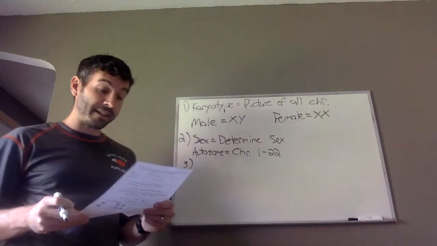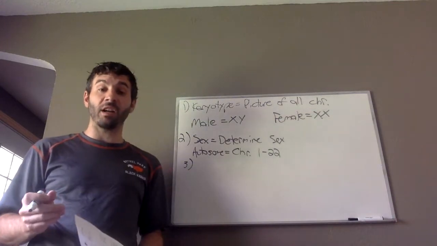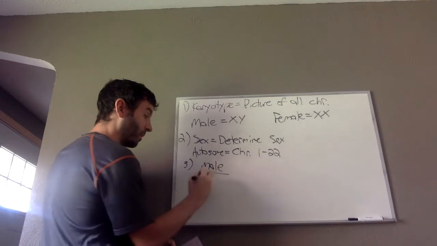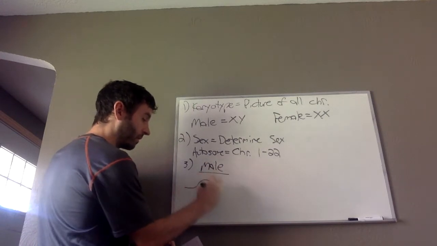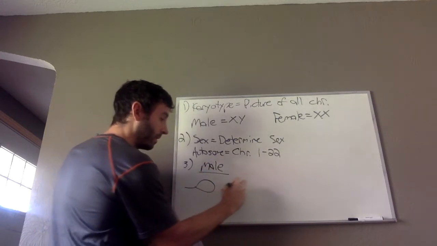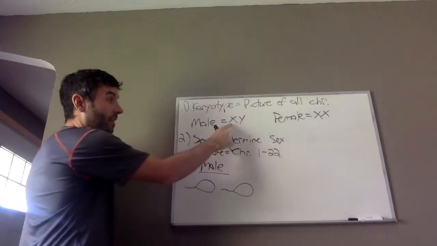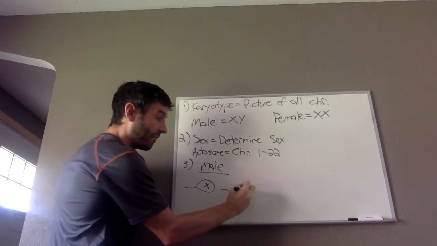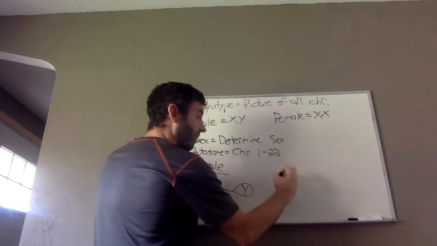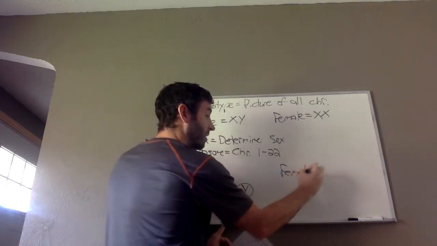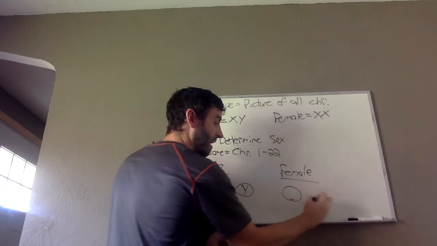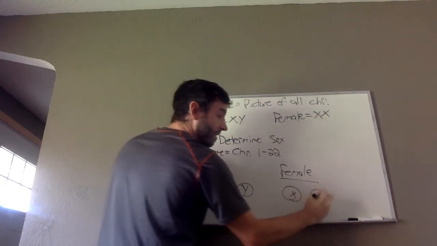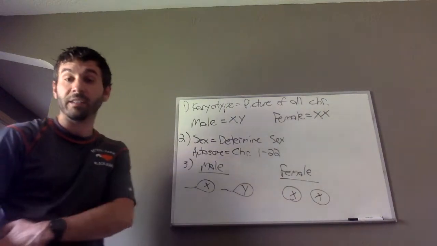Okay, 3. Does the male or female determine the sex of an offspring? Okay, so let's think about it. A male makes sperm. So I'm going to draw a sperm here. I'm going to draw 2 of them. Because males are XY, half of the sperm carry an X chromosome, half carry a Y chromosome. But let's look at a female. Females make eggs. So these are going to be eggs, these circles. Females are XX. So every single egg carries an X chromosome.